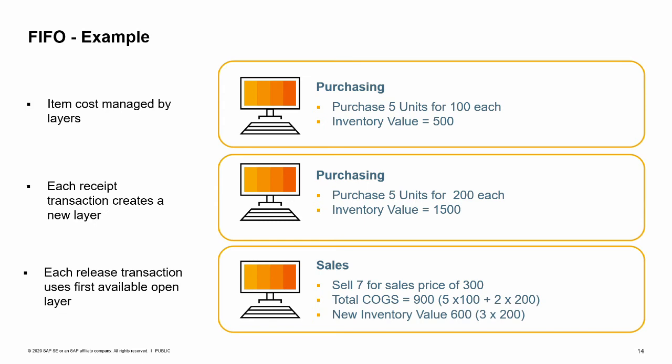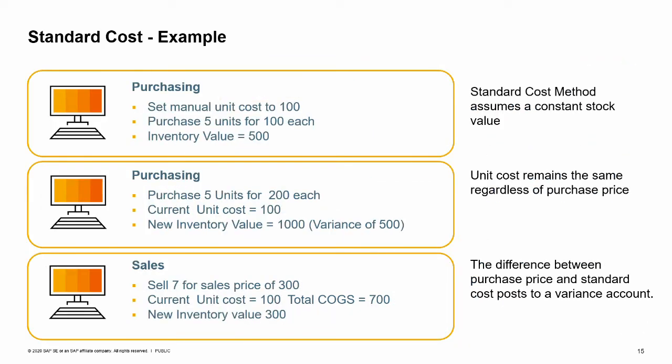Please note that we do not have one general item cost for the item master data like in the other valuation methods, as the item cost is managed by layers for each item. The standard cost valuation method assumes a constant stock value, regardless of the purchase price. With the standard cost method, the unit cost is determined manually when you set up the item. Variances that occur due to a different purchase price are recorded to a variance account, and the unit cost is not affected. So in our example, the unit cost is set to 100.